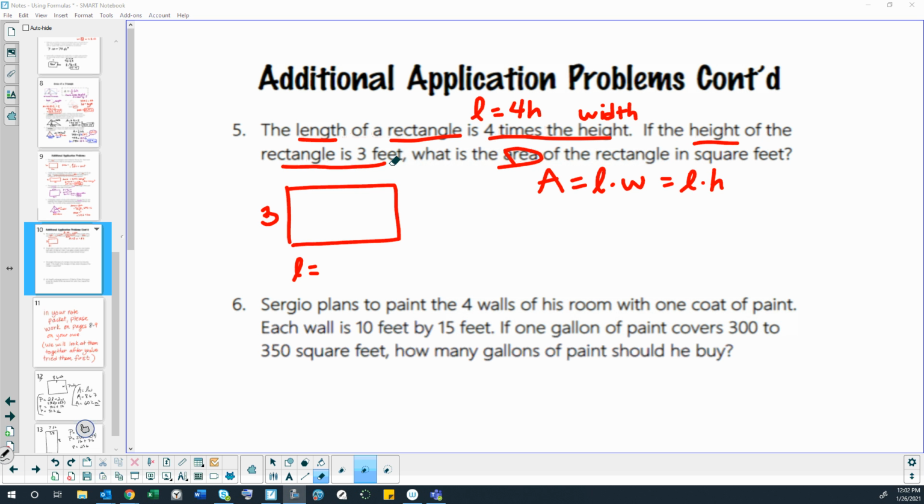If the height of the rectangle is 3 feet, what is the area? So in order to find the area, we need both the length and the width, and they told us earlier that the length is 4 times the width, or the height, right? So if this is 3, then the length is going to be 4 times 3, which is 12. So now we know the length is 12, the height is 3, so to find the area, we just go 12 times 3, which is 36 square feet.